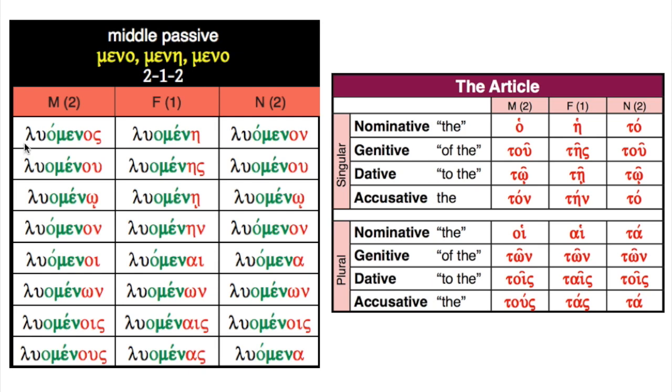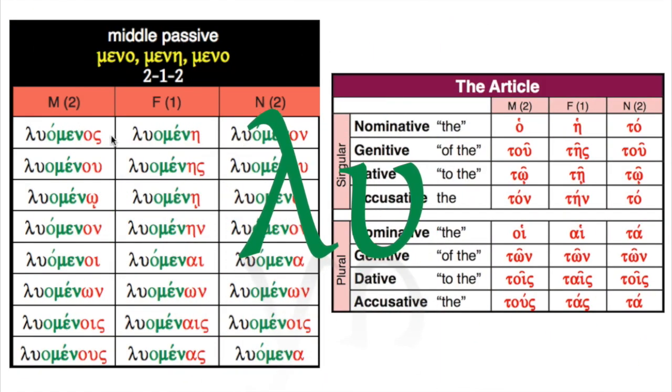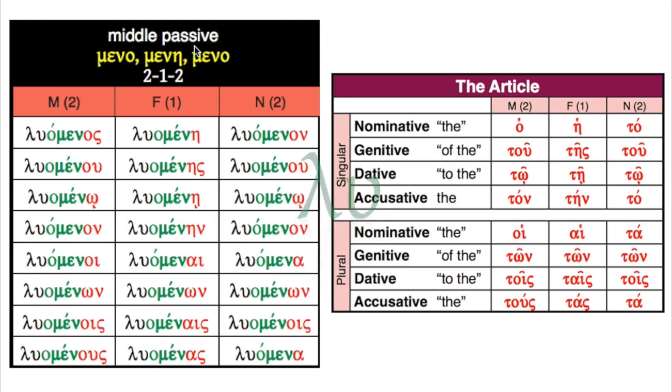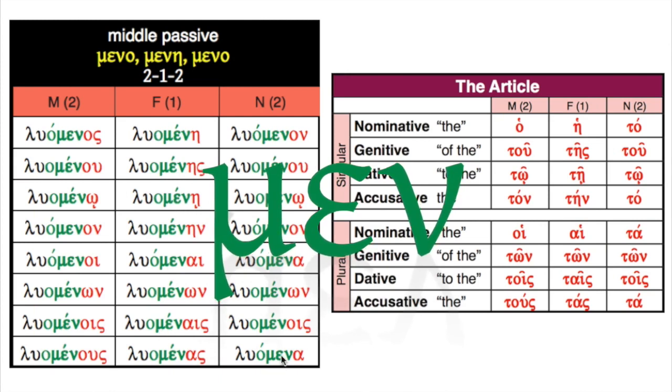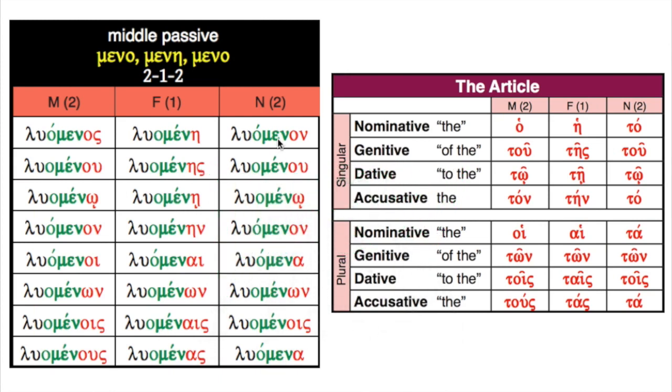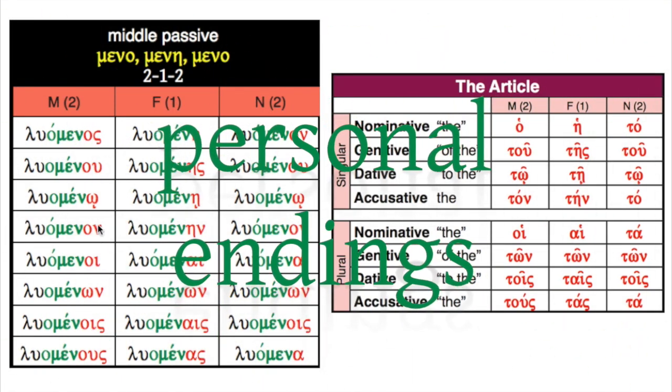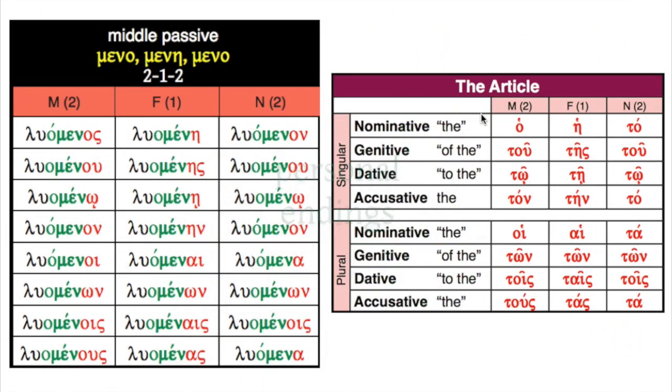Let's just go through. How do I know this is a present participle? Because the stem has not changed. There it is, just like you learned it, lu. How do I know that it's a middle or passive participle? Because of this participle morpheme, men. Notice it's in every single one of them. How will I know the case, number, and gender? By the personal endings. And you'll notice I've included the article for purposes of comparison here.